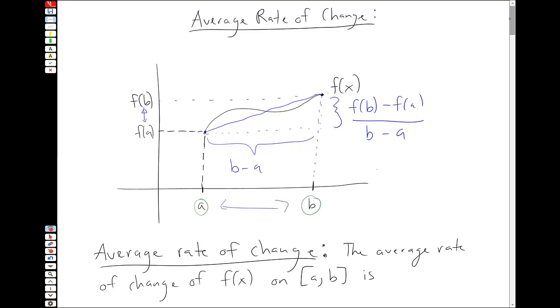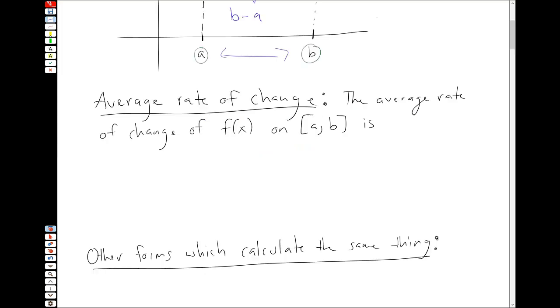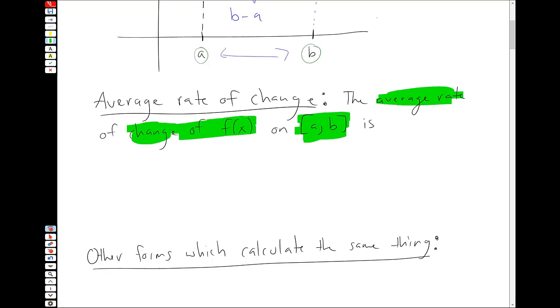So let's formalize that a little bit. Say, again, the average rate of change of f of x on an interval a b is defined to be f of b minus f of a over b minus a. Which should look familiar. That's the slope formula back when you were learning about lines. And again, you can think about this as your rise over your run.